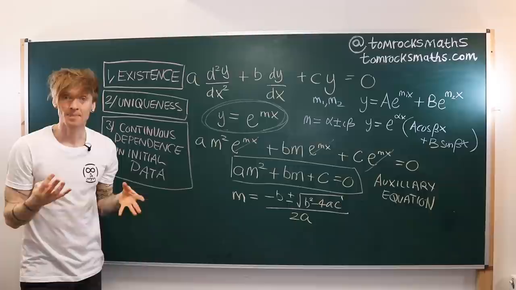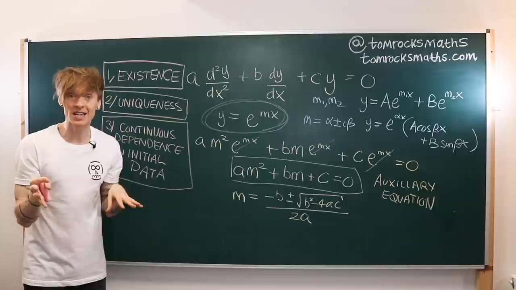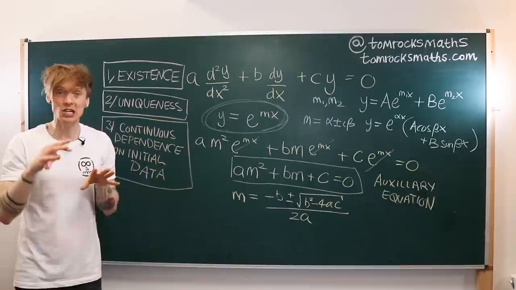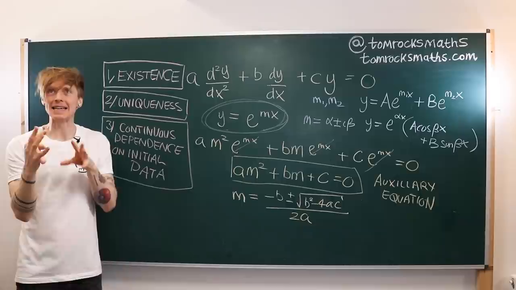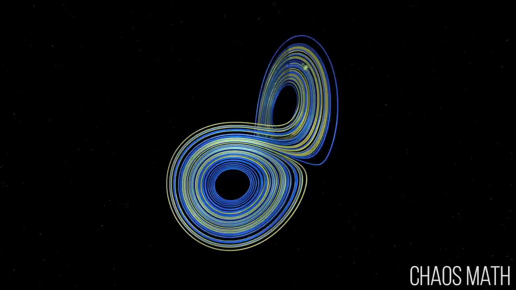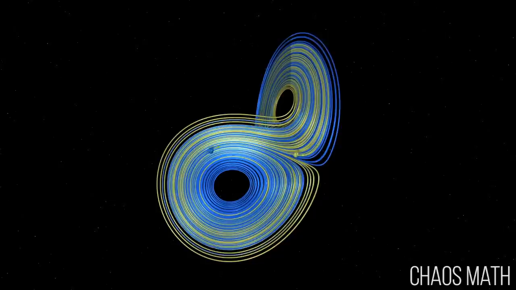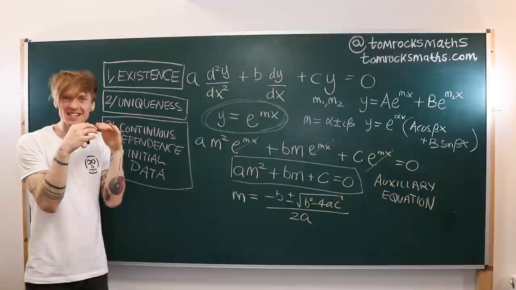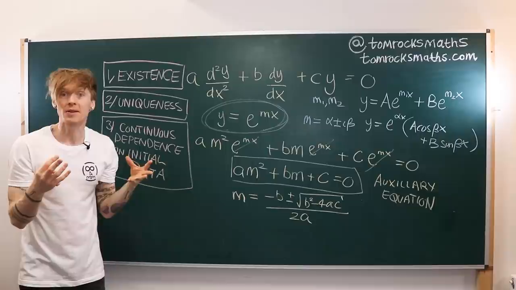Now, we study chaos and chaotic systems in the third year course called Nonlinear Systems. And it's a really interesting course because chaos theory in general has only really been studied for the last 60 years or so. So what this means is that when you're studying this in your third year, you actually get to the point of almost being at the edge of our current knowledge. So you really get to the forefront of mathematical research and this whole idea of well-posed problems and chaos theory.